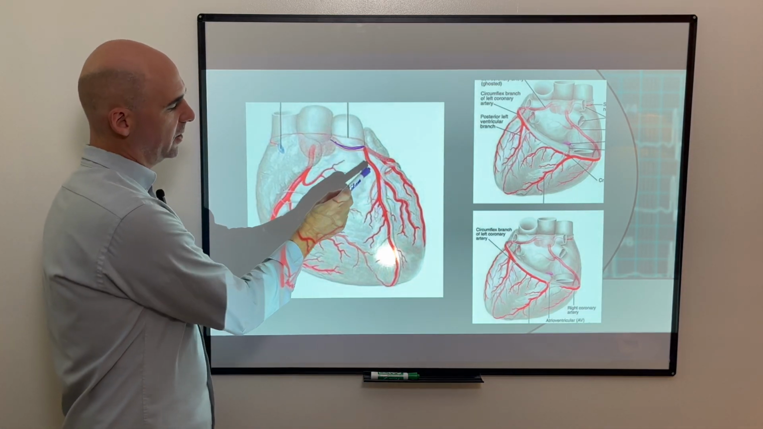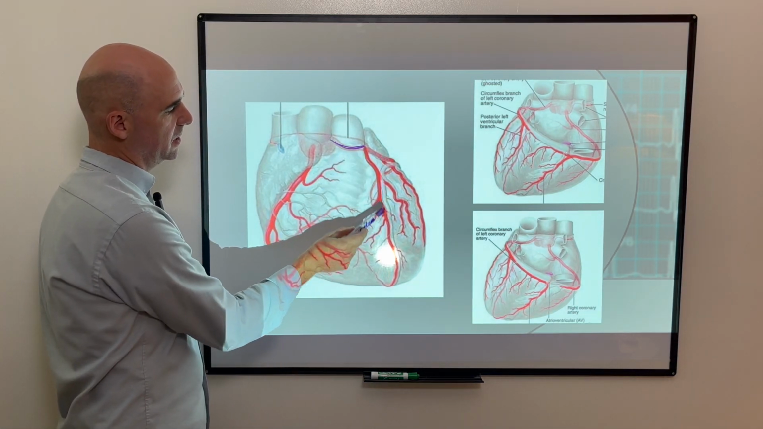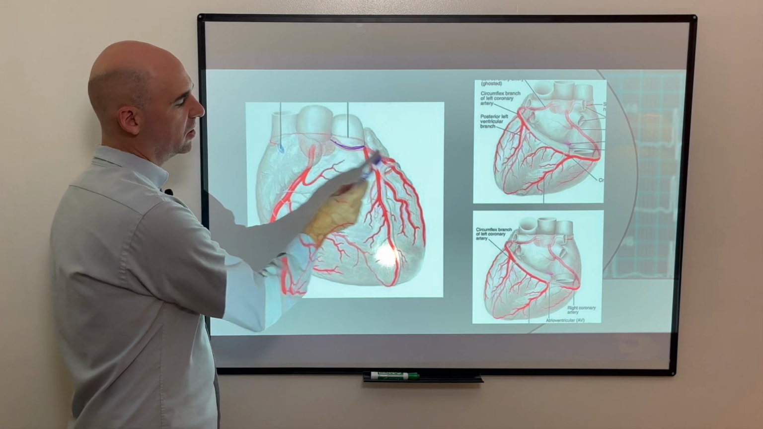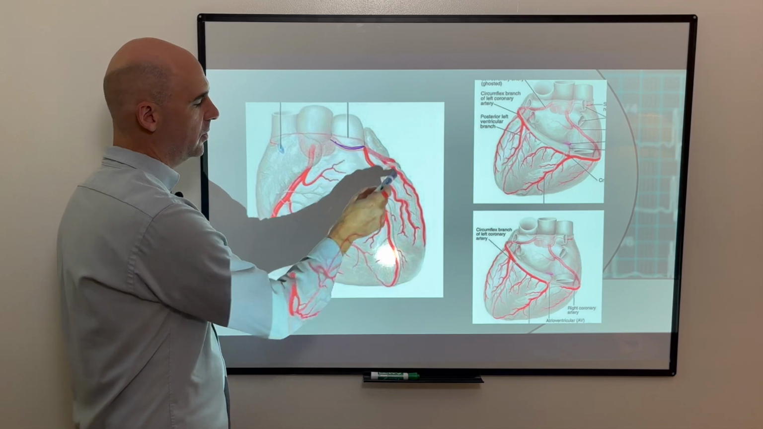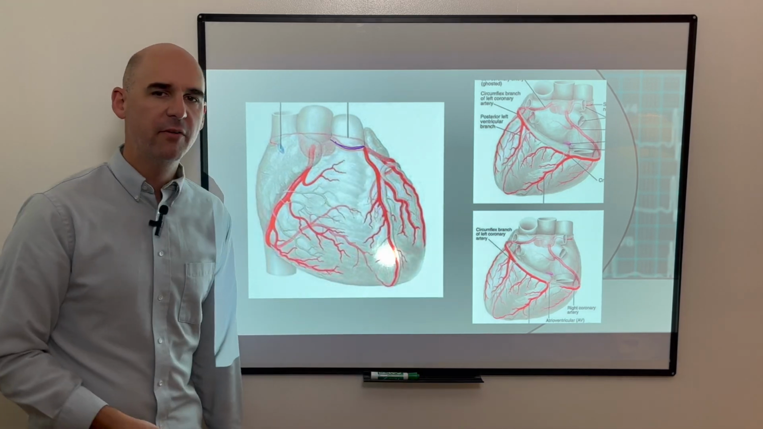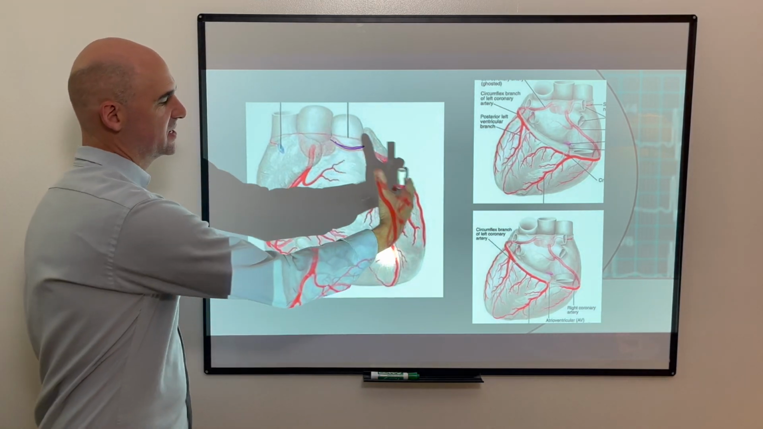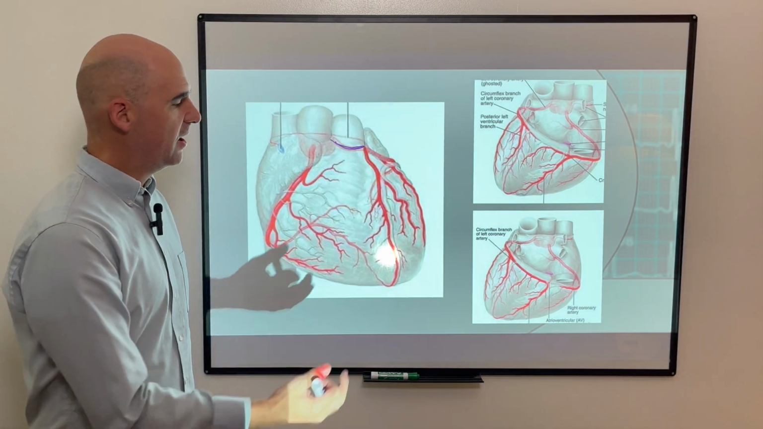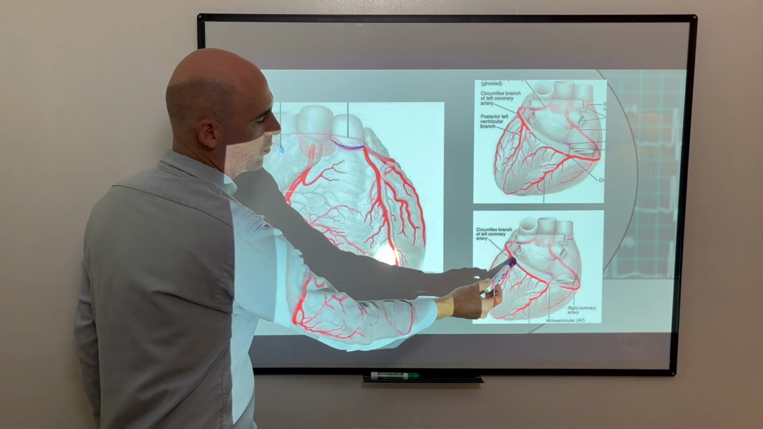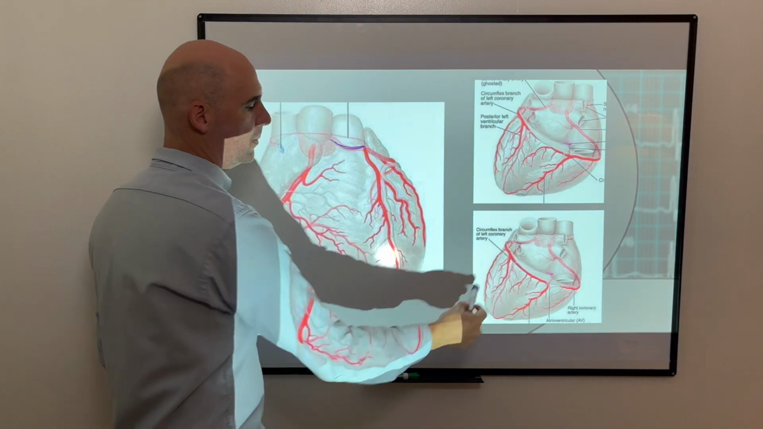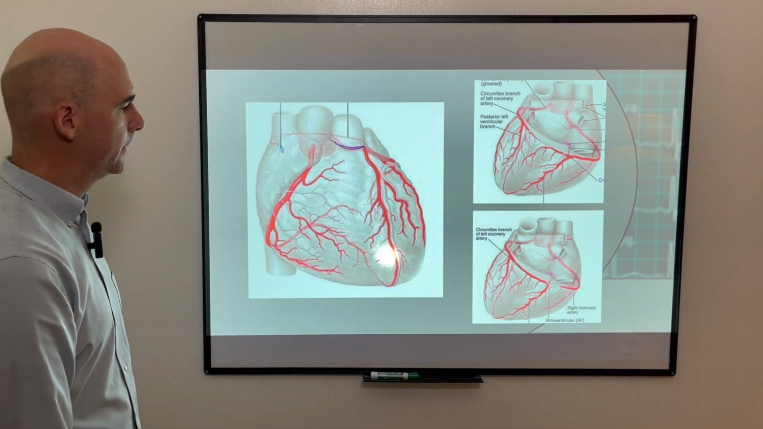The other split over here after the left anterior descending is our circumflex. All right, our circumflex is going to come around here, and it's going to perfuse the lateral portion of the left ventricle, so the side wall of the heart. And again, as I said earlier, for about 10% of the population, it's going to wrap itself around and perfuse the posterior wall of the heart as well, okay?